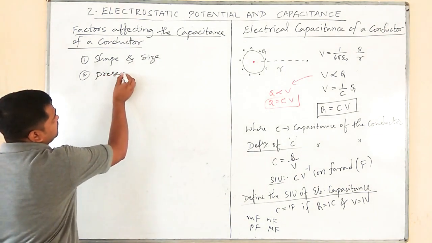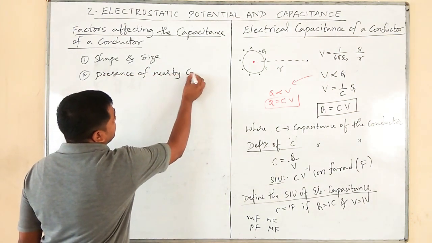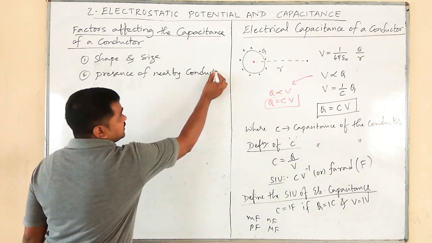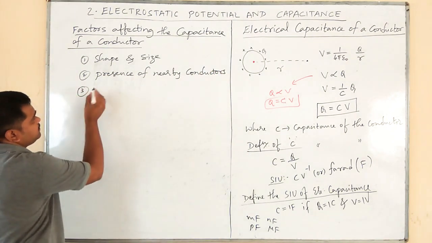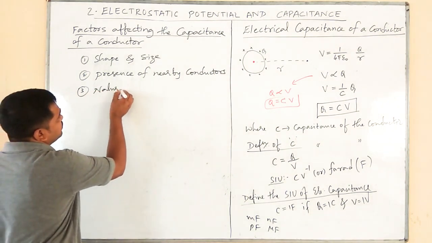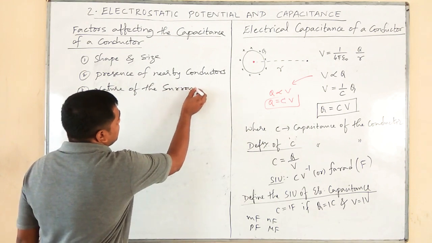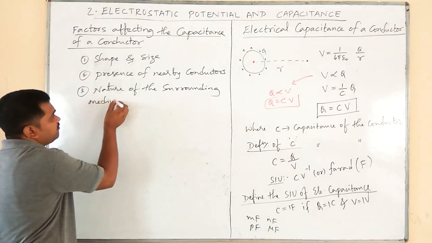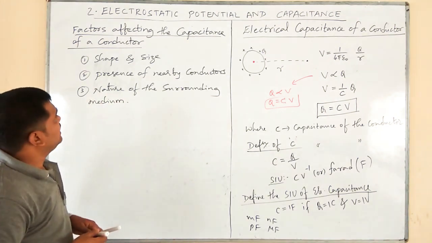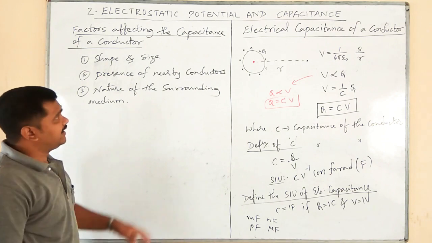Okay, second one: presence of nearby conductors. And the third one: nature of the surrounding medium. So these are the three factors which mainly affect the capacitance of the conductor.